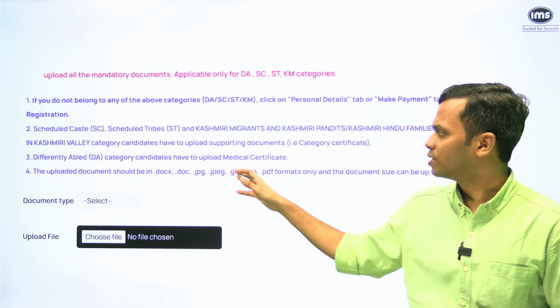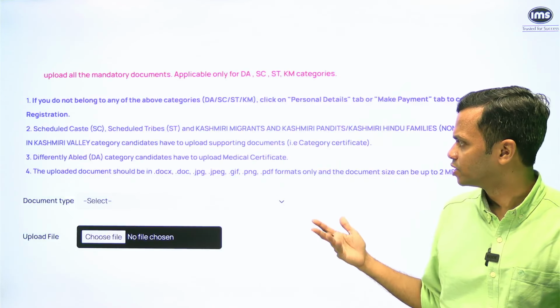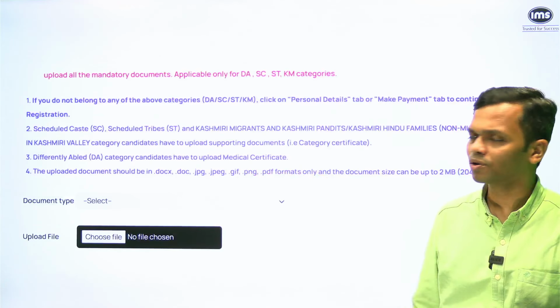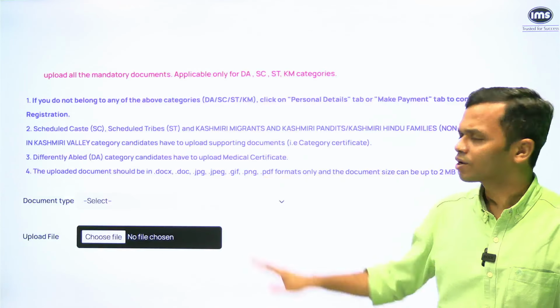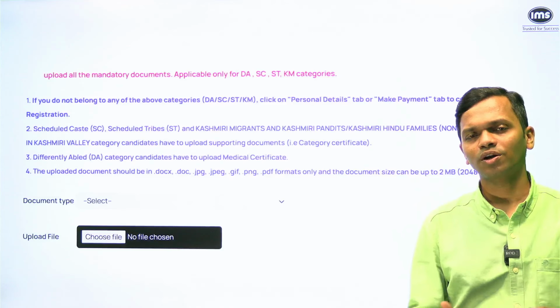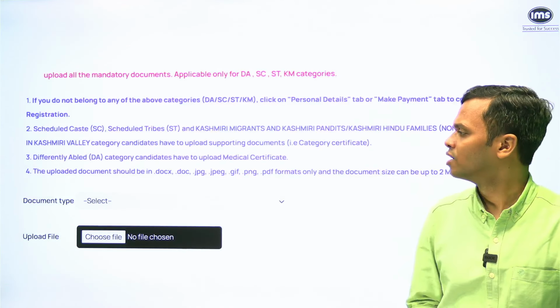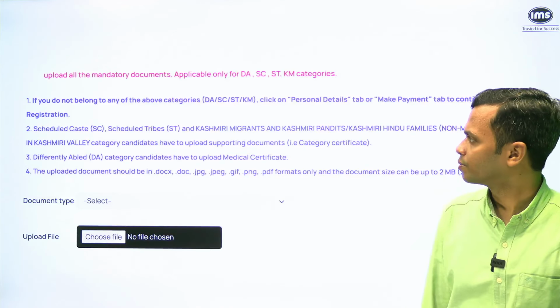The document can be a doc, docx, JPG, JPEG, whatever. So they are accepting multiple formats including PDF. They have not given a specific format for this, right? So whatever format you have your document in, you should be able to upload that document.